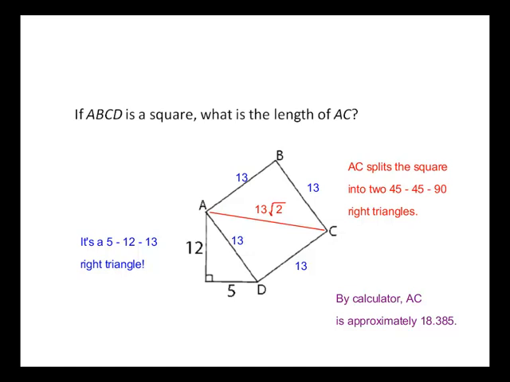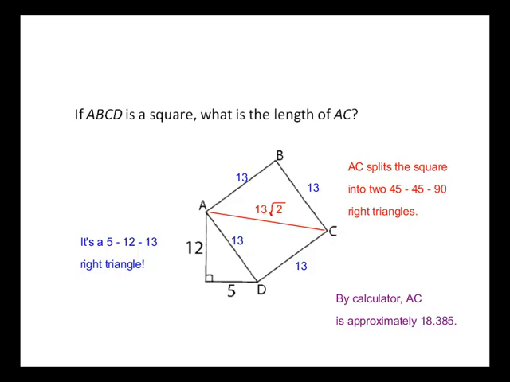And it's helpful if you remember the property of diagonals. They are always root 2 times whatever the square's side is. And again, you could arrive at that just square 13, get 169, add it to 169, and then take the square root of what results. Whether you do that or do square root of 2 times 13, by calculator AC is approximately 18.385.